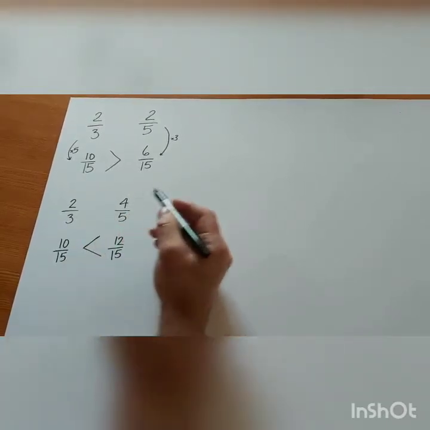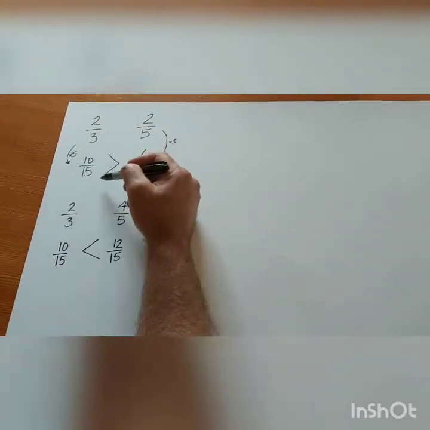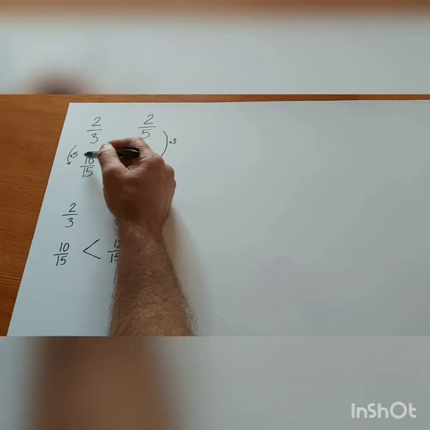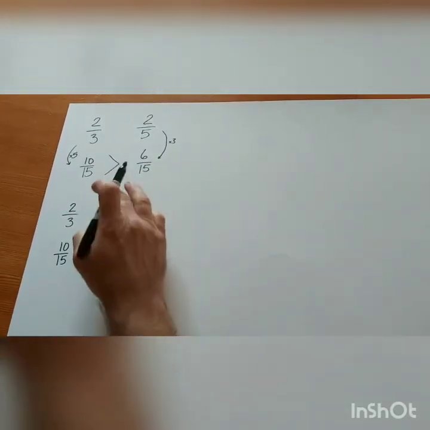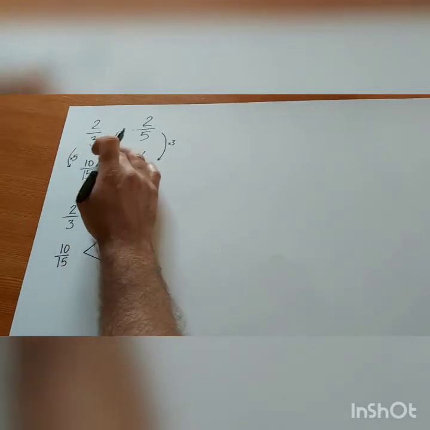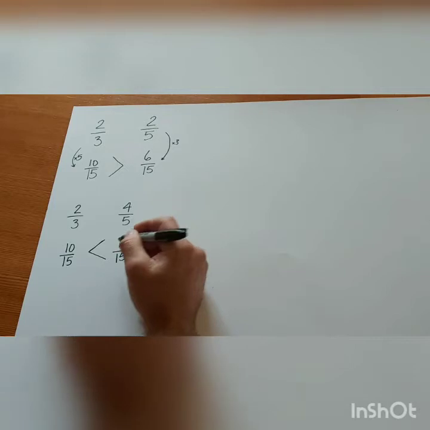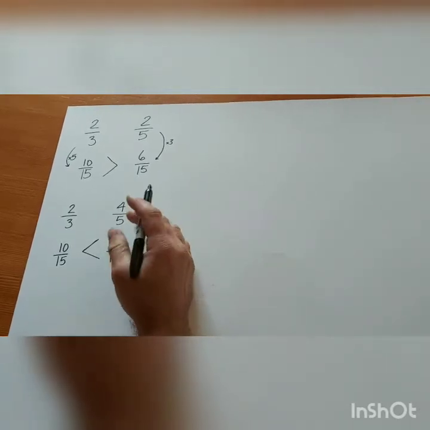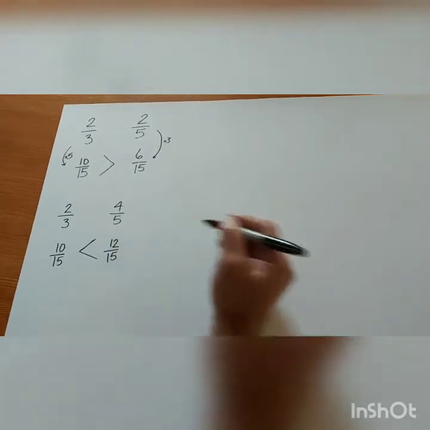And the analogy that I explained to the kids is to think of this as a mouth opening up. And the mouth is always hungriest for the largest piece. So in this case, the larger fraction was on the left. The mouth is trying to eat the larger fraction. Here, the larger fraction is on the right, and you can see the mouth is open to this fraction here.